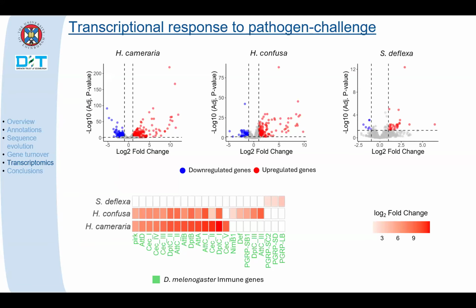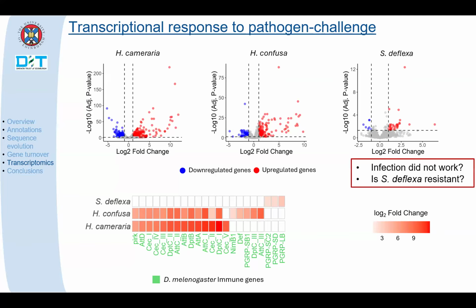But Drosophila difflexa shows an almost absent response to infection. There are hardly any differentially expressed genes, and only 3 known immune genes are differentially expressed after the infection. So this raised an obvious question: why did the infection not work, or is Drosophila difflexa resistant to Providencia rettgeri? I will come back to this in the next slide.